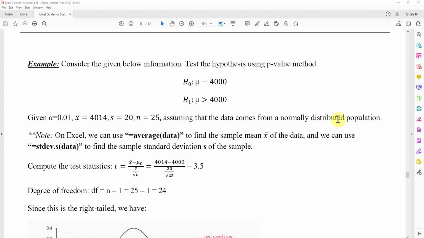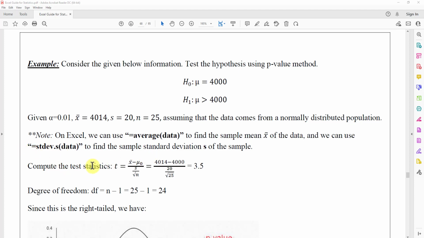On Excel, we can use direct functions to find the sample mean x bar, and we can always use STDEV.S to find the sample standard deviation s, if the problem does not give you this value. If you have the list of values, then you can use these two functions to find the required x bar and s.